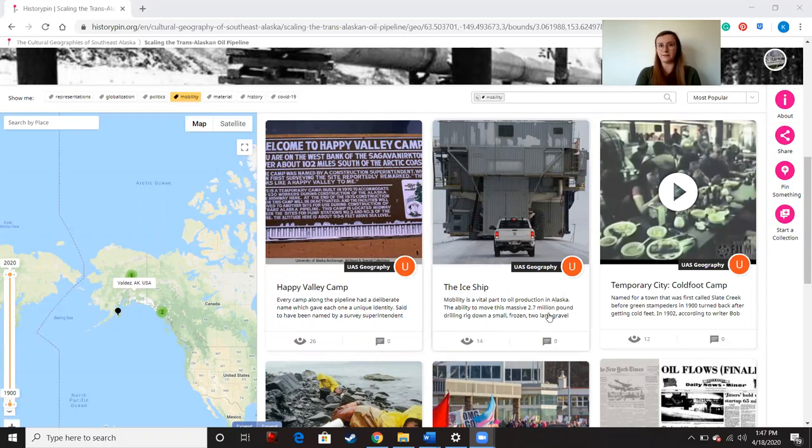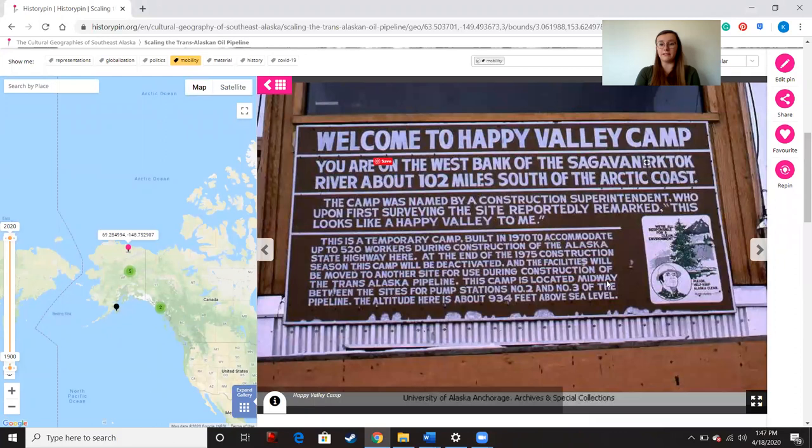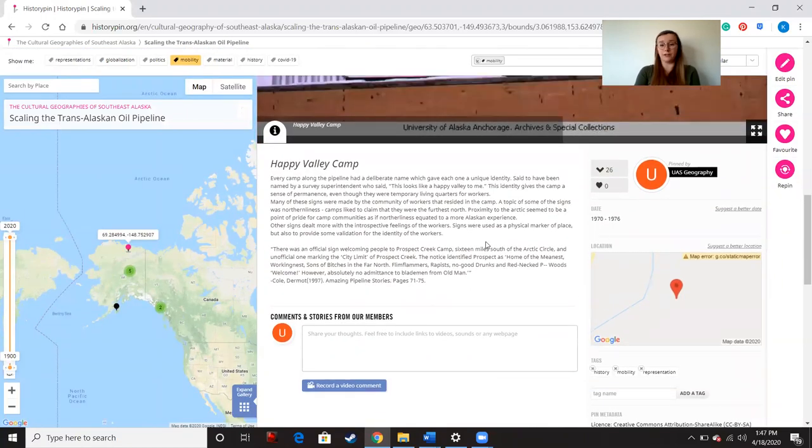Each one of these camps had a different name, and you can look at all the camps on our full history pin map. I'm just going to go through a few of them right now for you. One of the camps that I looked at was called Happy Valley Camp. Each camp along the pipeline had a different name, and each of these names was very particular. They weren't just arbitrary names. They were given the name for a very particular reason. And for this one, it was named Happy Valley because the director of the camp said the valley looked happy to him, so he would name it Happy Valley.